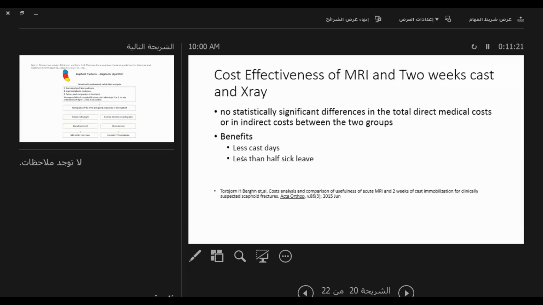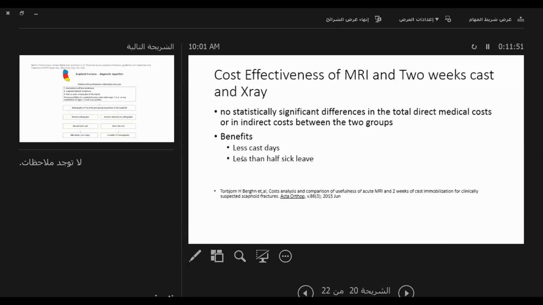So it is a very good modality for the diagnosis of the scaphoid fracture. Now, sometimes one might think, is it worth doing an MRI, which is costly, in comparison with the X-ray and casting and repeating it in 14 days? They found that there is no statistically significant difference in the total cost, either direct or indirect, between the two groups. But the benefit is fewer lost days.